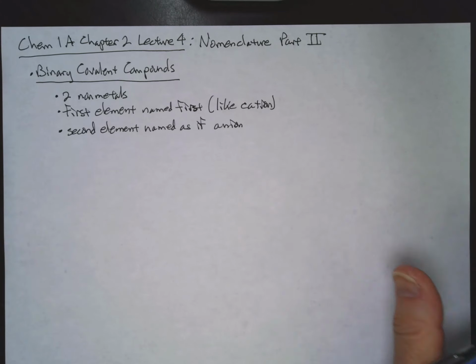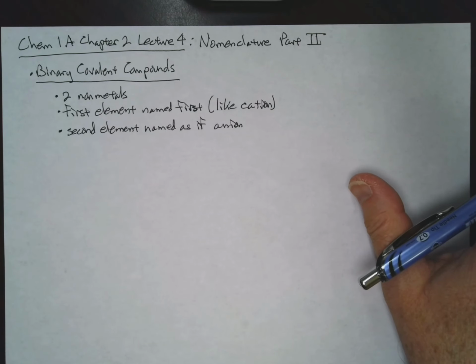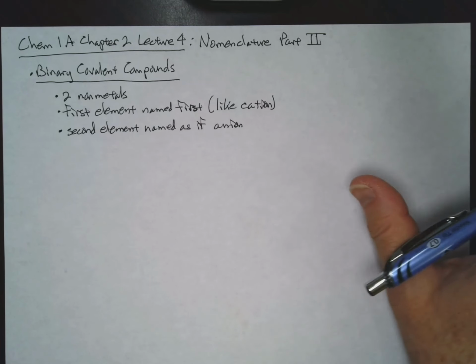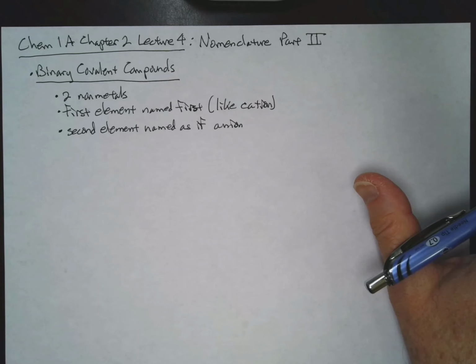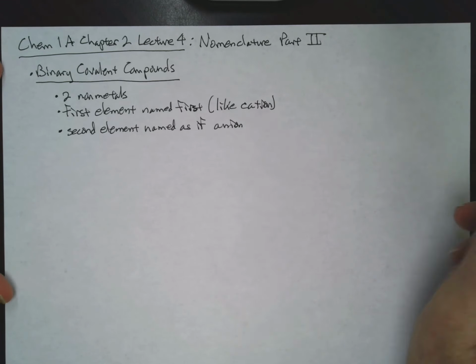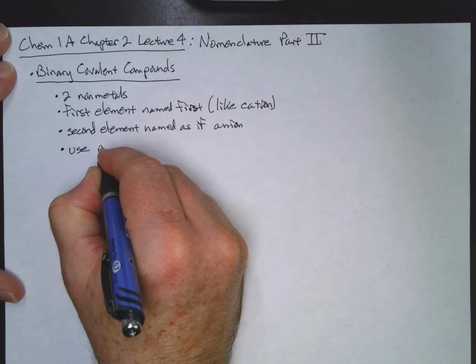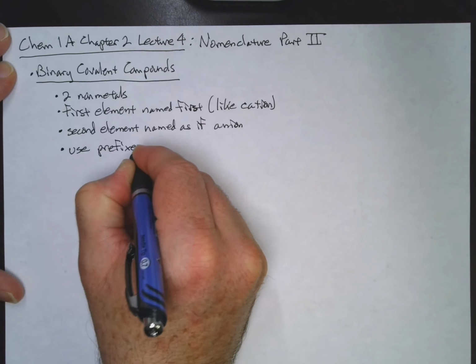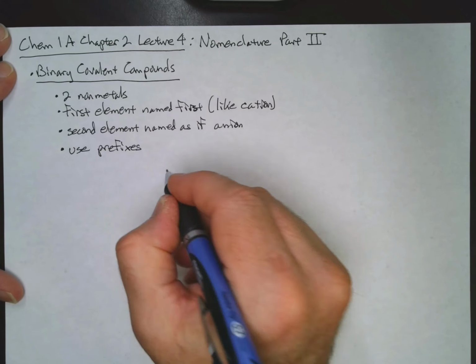Now we need to use prefixes to indicate how many atoms are present. So this is different than those type 2 binary ionic compounds where we could have multiple possible charges on a metal and we used Roman numerals to indicate what the charge was. Here we're going to use prefixes, but the prefixes are going to tell us the number of atoms.